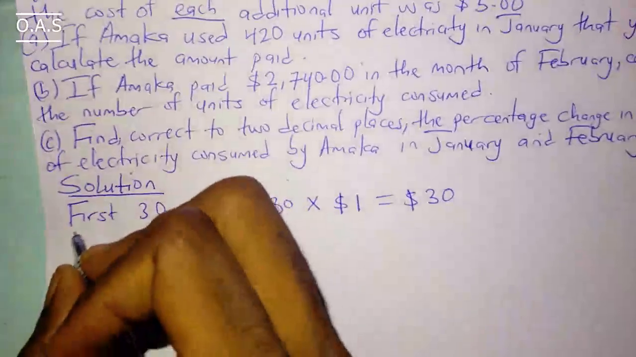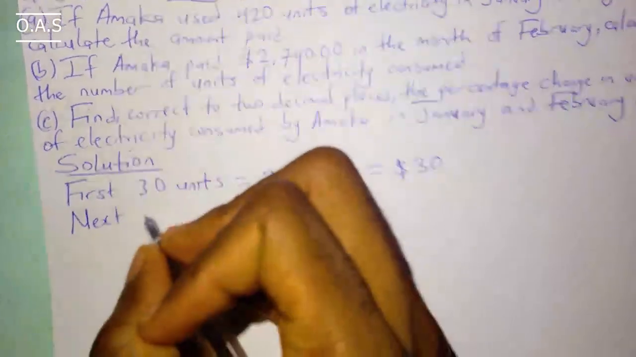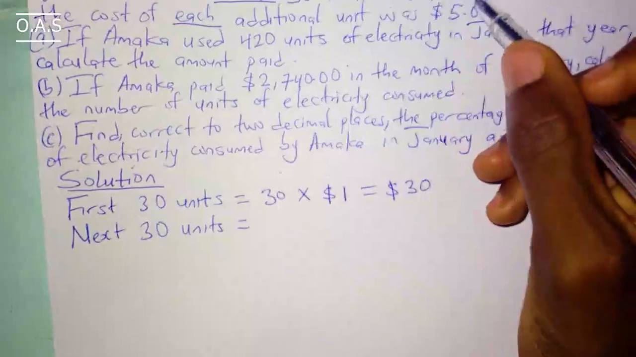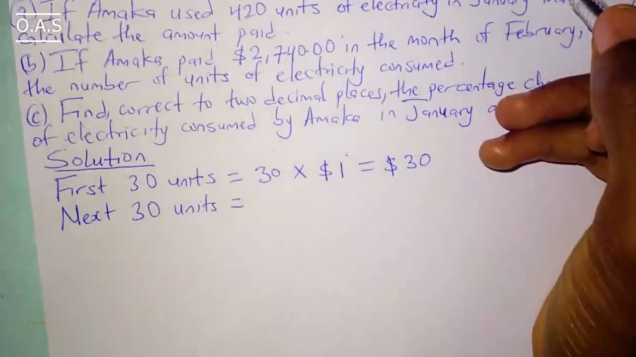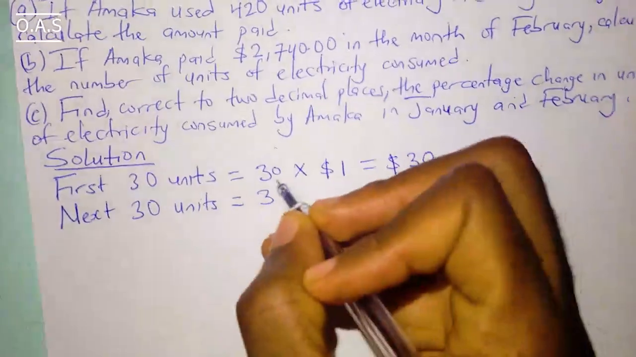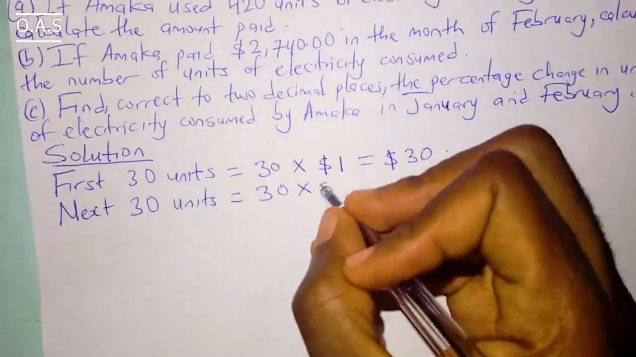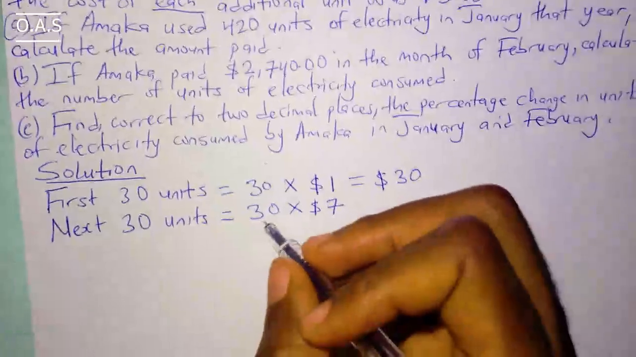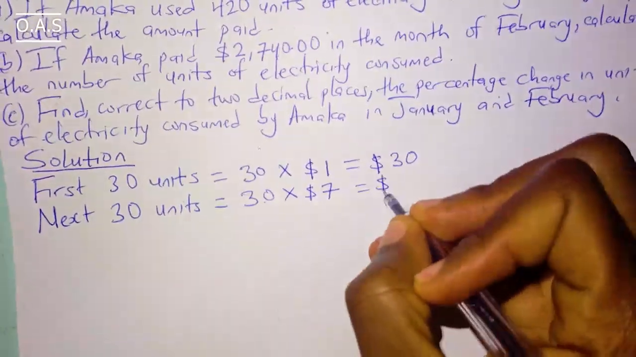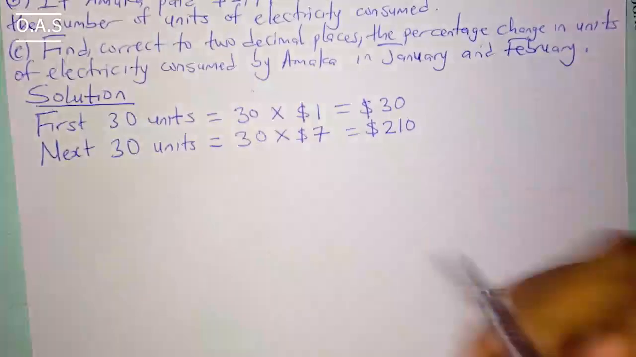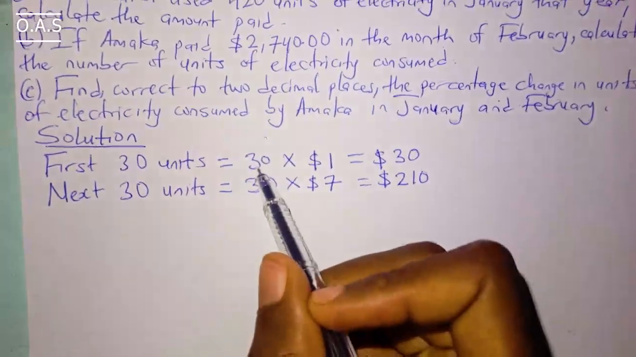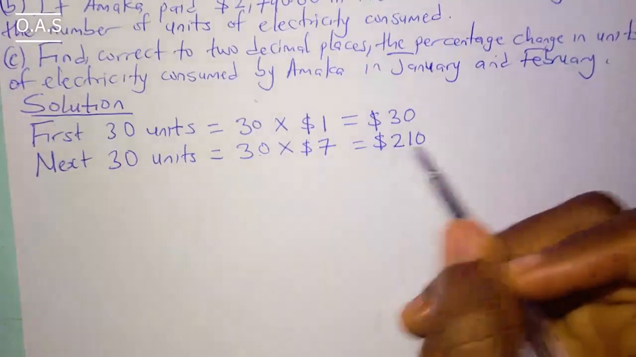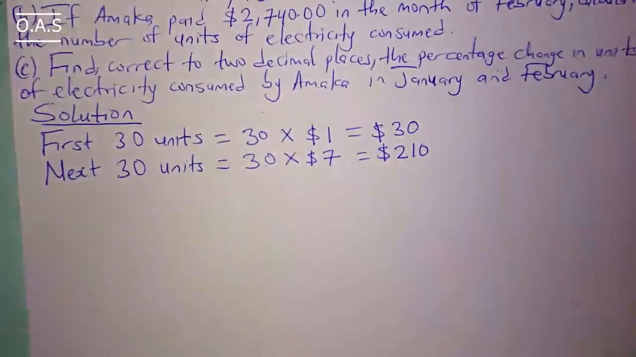The next 30 units that Amaka used in the month will be charged at $7 per unit. So that means the next 30 units will be 30 multiplied by $7. Remember, a unit is $7. Therefore, 30 units will be 30 times 7. That will give you $210. So we have calculated 60 units for Amaka now. The first 30, she will pay $30 for. The next 30, she will pay $210. So we've calculated for 60 units, but she used 420 units.